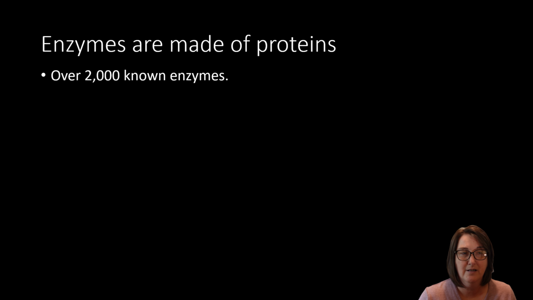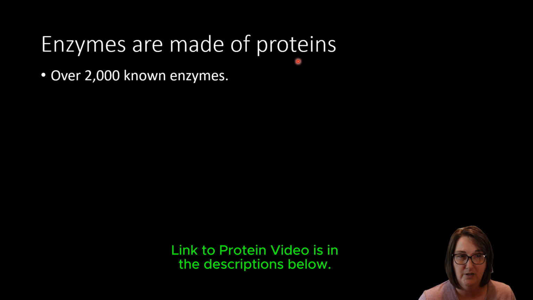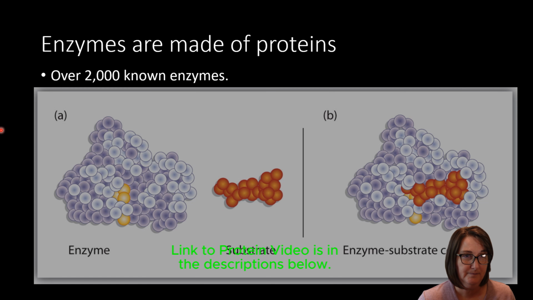So there's over 2,000 known enzymes that we know of as of right now. And again, enzymes are made of proteins, so there's amino acids and chains. And if you want a review on proteins, I have a video. My AP Biology has one on proteins that will be very helpful.